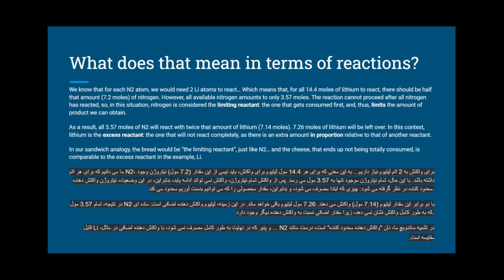As a result, all 3.57 moles of nitrogen will react with twice that amount of lithium. 7.26 moles of lithium will be left over. In this context, lithium is the excess reactant, the one that will not react completely, as there is an extra amount in proportion relative to that of another reactant. In our sandwich analogy, the bread would be the limiting reactant, just like nitrogen, and the cheese that ends up not being totally consumed is comparable to the excess reactant in the example, lithium.